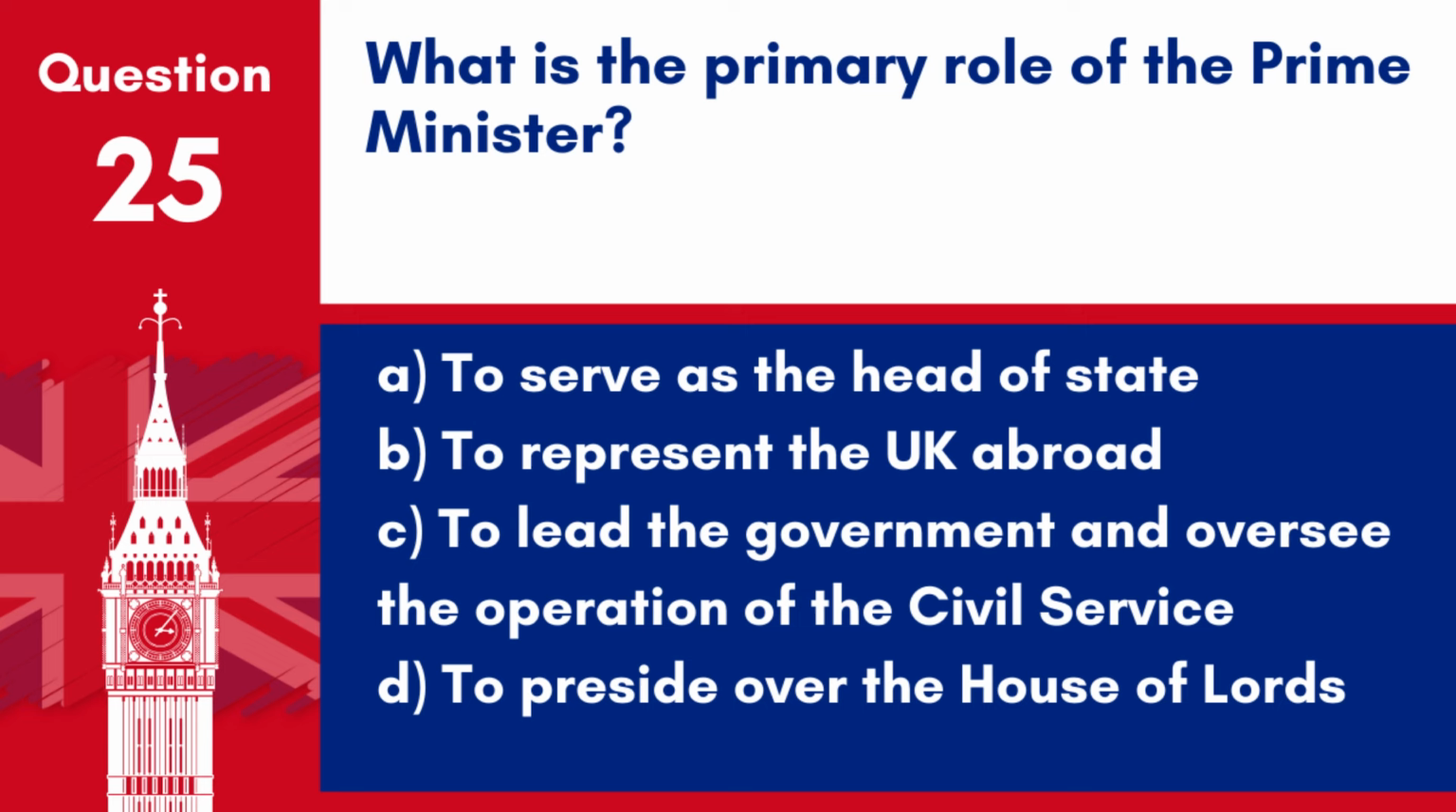Question 25. What is the primary role of the Prime Minister? A. To serve as the head of state. B. To represent the UK abroad. C. To lead the government and oversee the operation of the civil service. D. To preside over the House of Lords. Answer: C. To lead the government and oversee the operation of the civil service. The Prime Minister is the head of the UK government, responsible for implementing policy and decision-making.